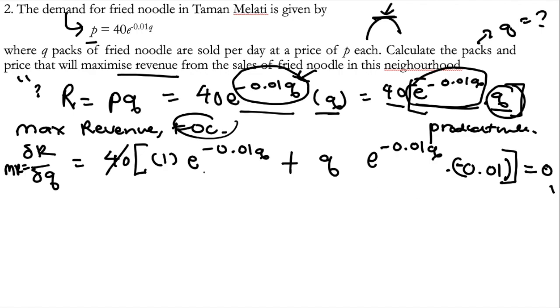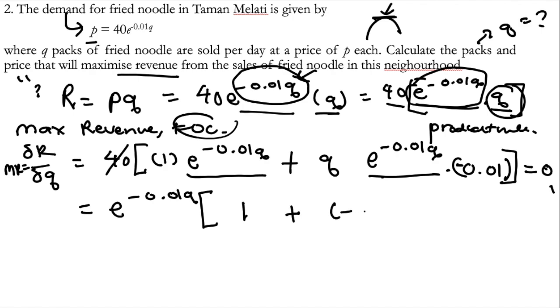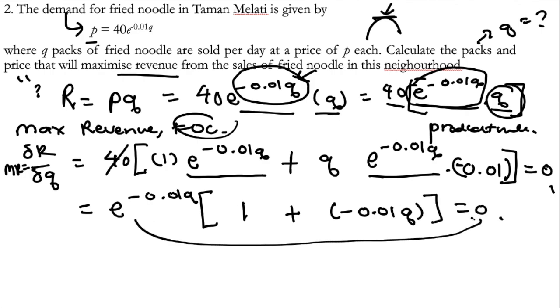We can still factorize it because we have common factors. What is the common factor here? It is this. Can you see? When you see this common factor, you factorize it. It becomes E to the power of minus 0.01 Q, and then inside becomes 1 minus 0.01 Q, equal to 0. So E brought to the right becomes 0. Then I can simply cancel E.